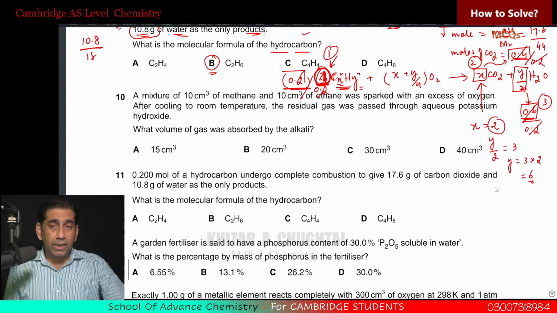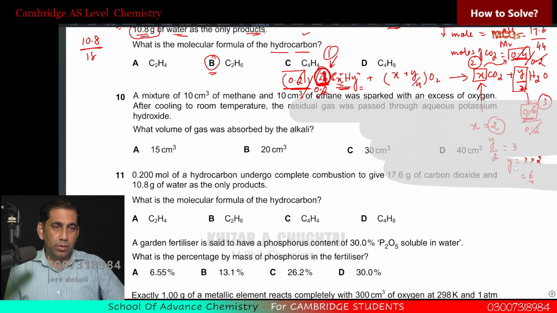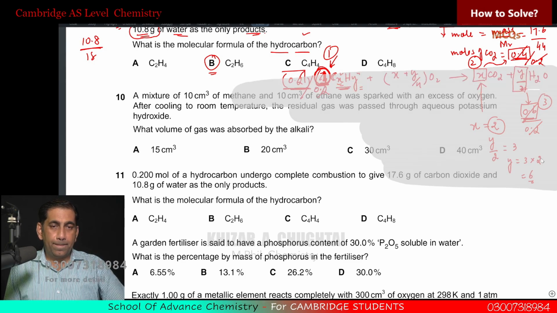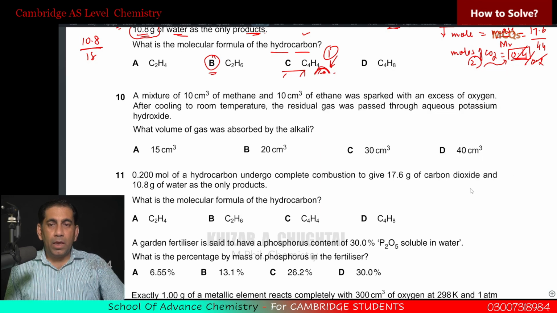Now come towards the next question. In this question, once again, a similar question. A mixture of 10 centimeter cube of methane and 10 centimeter cube of ethane was sparked with excess oxygen. After cooling to room temperature, the residual gas was passed through aqueous potassium hydroxide. What volume of the gas was absorbed by the alkali?